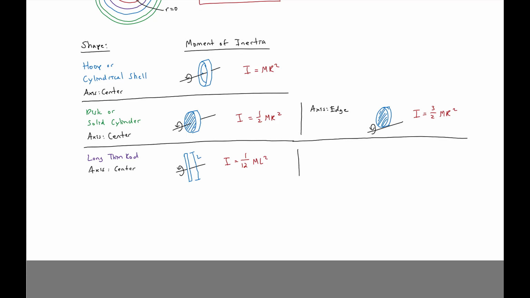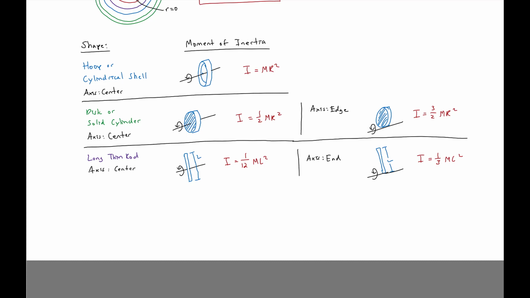If we change the axis to the edge, or the end of the rod, that means we have something like this. Our rod yet again, of length L. But now the axis of rotation is right here, at one of the ends. Our equation for moment of inertia is then I equals 1 over 3 ml squared.